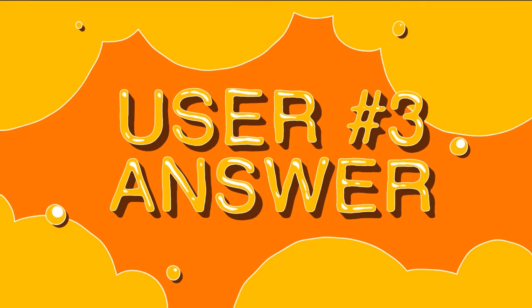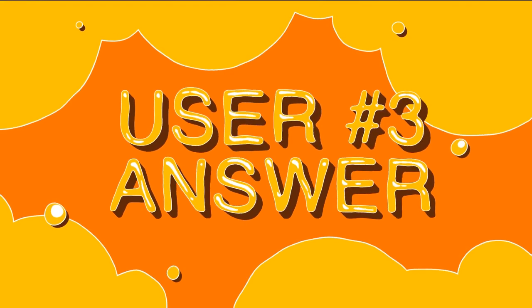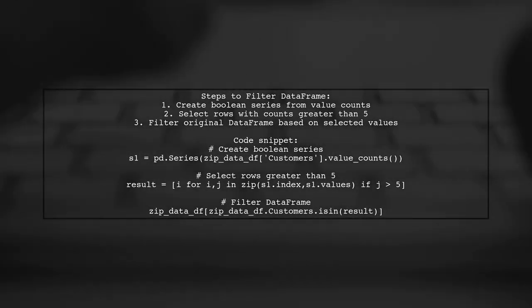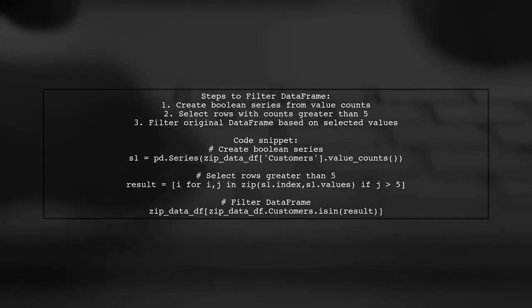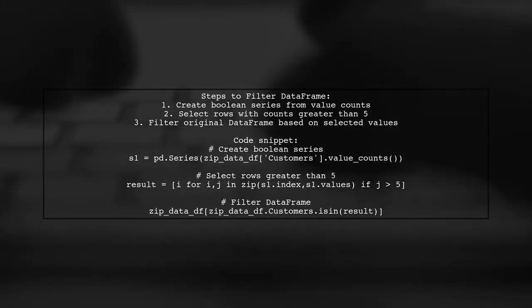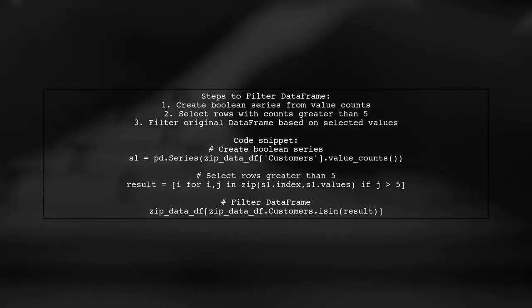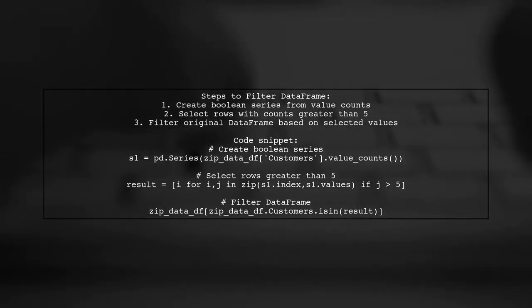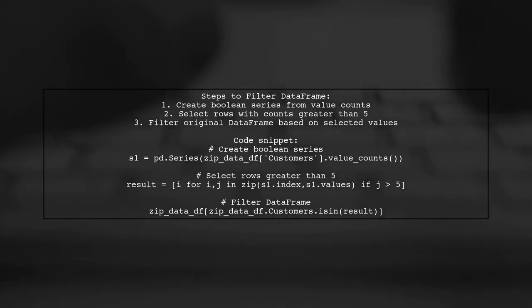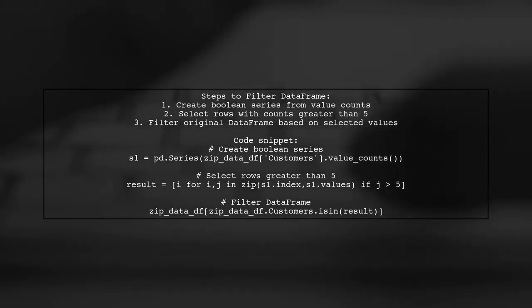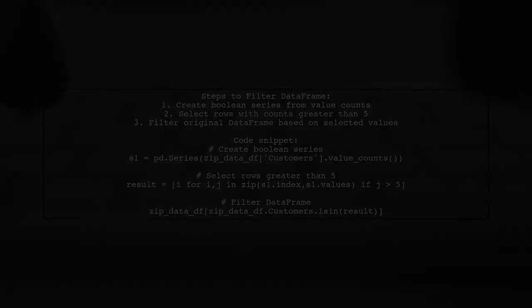Let's now look at another user-suggested answer. To filter a data frame in Pandas based on value counts, first create a Boolean series from the value counts of a specific column. Then, select the rows where the counts exceed a set number, like 5 in this case. Finally, use this selection to filter the original data frame. The user notes that while the code may seem lengthy, it is easier to understand compared to more compact one-liners.